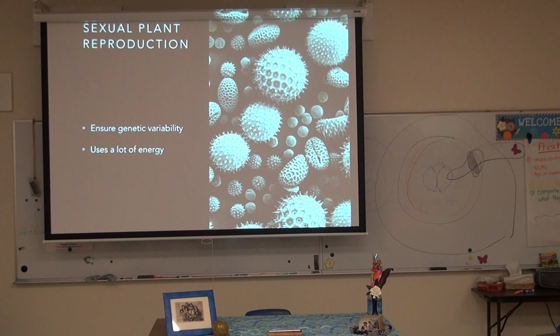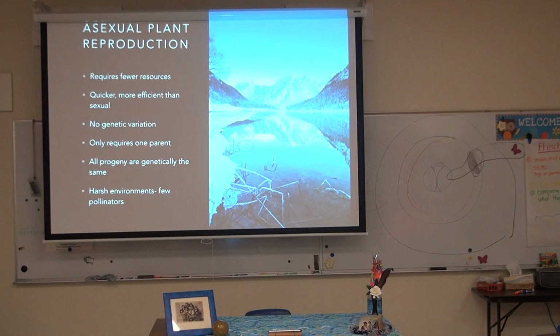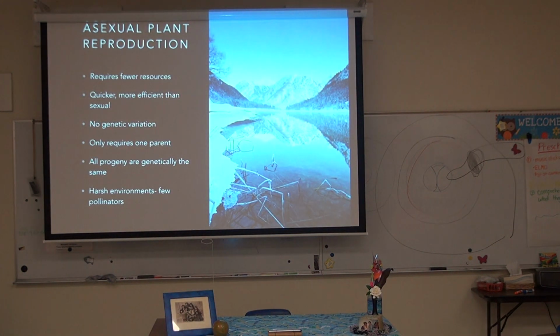It uses a lot of energy to do sexual reproduction. Regardless of this, most plants do it, and they do it a lot. Think about how many spores are out there and how much pollen is out there, and we're talking about fruits and all that stuff. I mean, most plants are going to engage. Of course, we have asexual plant reproduction as well.